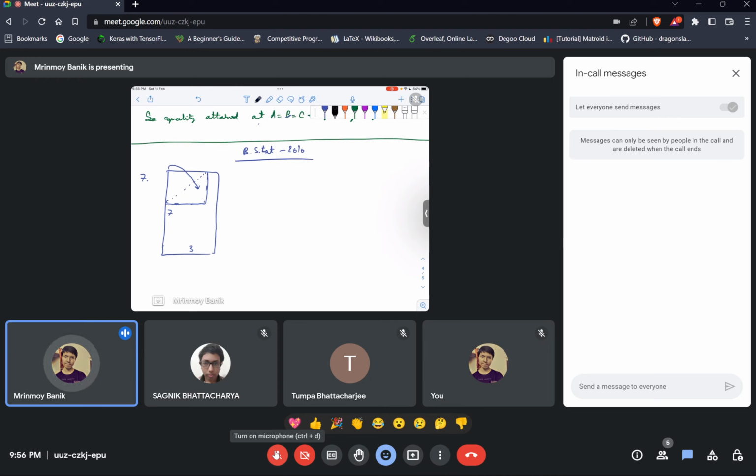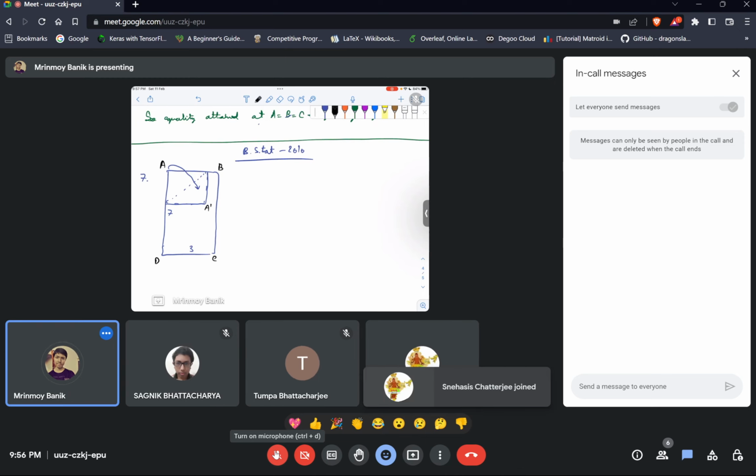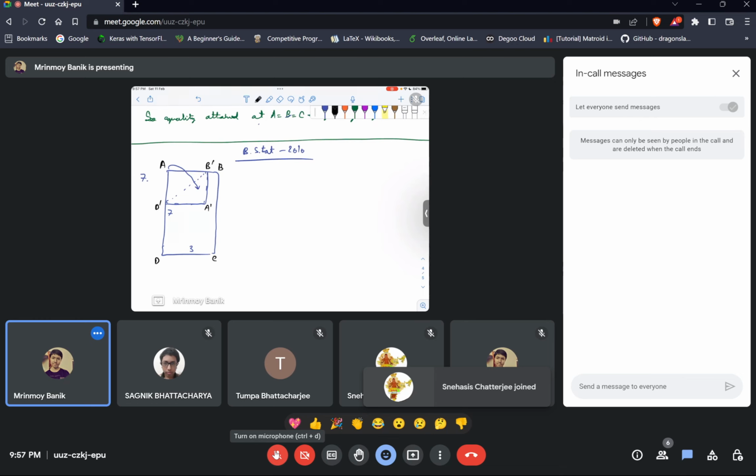So consider a rectangular sheet of paper ABCD. Suppose B dash and D dash are 2 points on AB and AD respectively, such that if the paper is folded along the B dash D dash line, then A falls on A dash on the side DC.